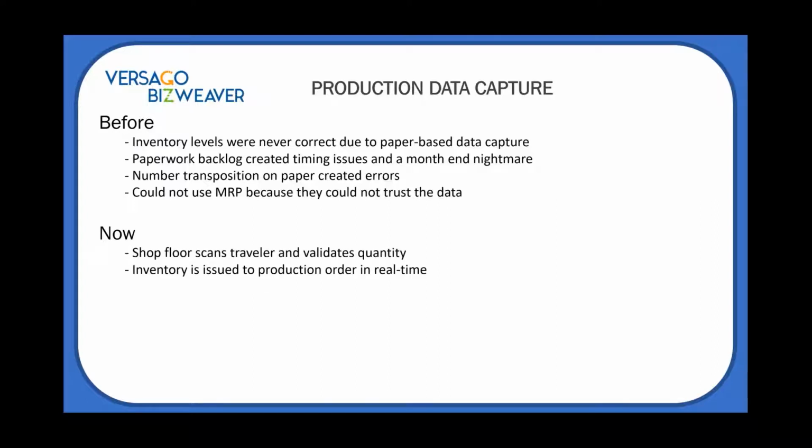So using the Versago platform, now they can use shop floor scanning of a traveler to validate the quantity, and the inventory is issued to production order in real time. I'm going to show you how this works.